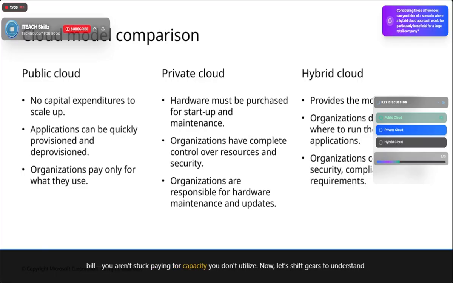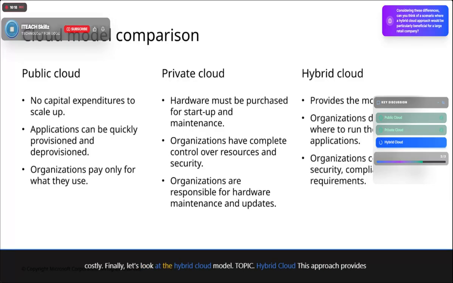Now, let's shift gears to understand how a private cloud differs. With a private cloud, hardware must be purchased for both startup and ongoing maintenance. This is akin to building your own data center. It requires significant investment in equipment, space, and skilled personnel. Because you own the infrastructure, organizations have complete control over their resources and security. You're fully responsible for defining everything from network configurations to access controls. However, this control comes with a trade-off. Organizations are also directly responsible for all hardware maintenance and updates, which can be complex and costly.